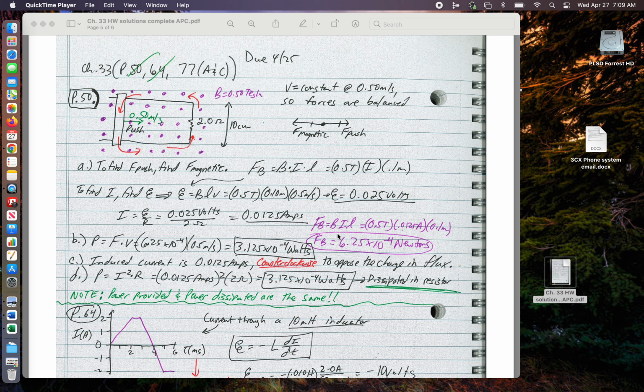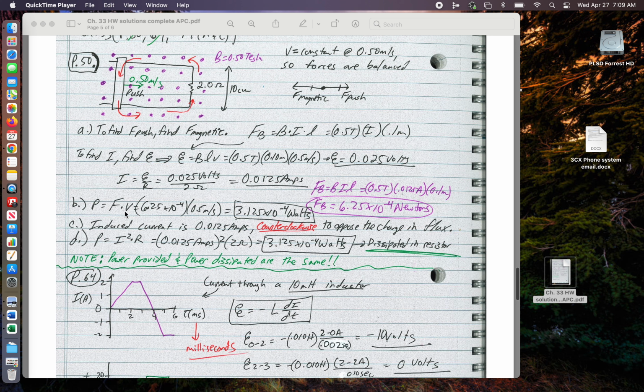So now I can use this formula to figure out the force that you would need to push the wire. So to figure out the power of pulling that wire, force times velocity, there's other ways to figure that out. It's rate of energy change with respect to time, but this would be the easiest way to do this.